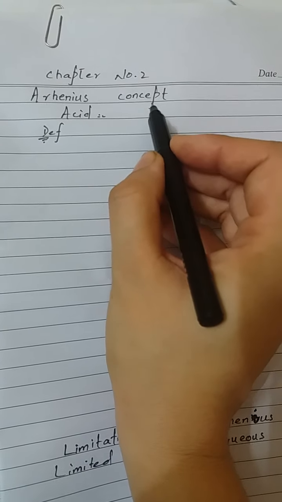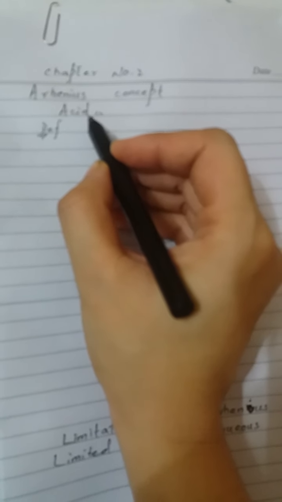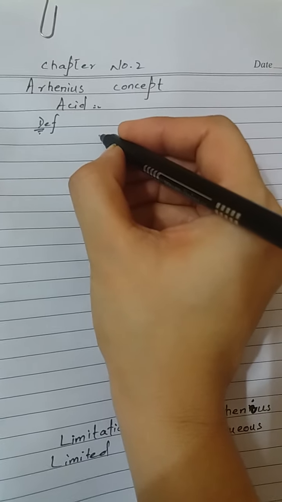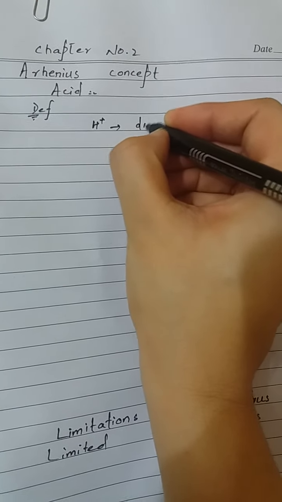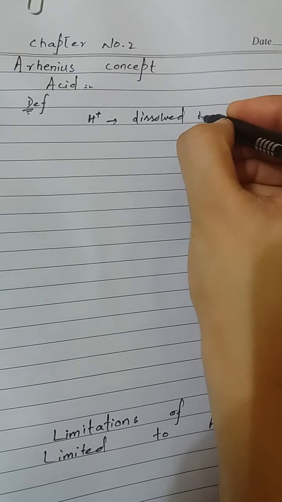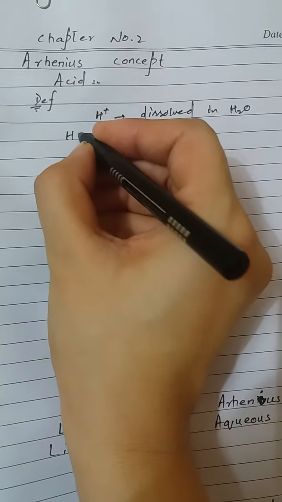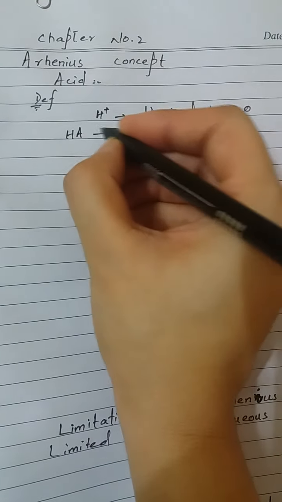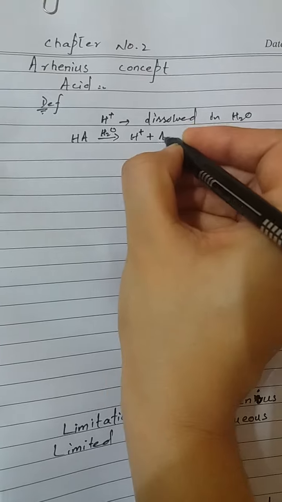Next topic is Arrhenius concept. According to Arrhenius concept, acids are those substances which give hydrogen ion when dissolved in water. For example, HA is an acid. When it is dissolved in water, it produces hydrogen ion and a negatively charged ion.